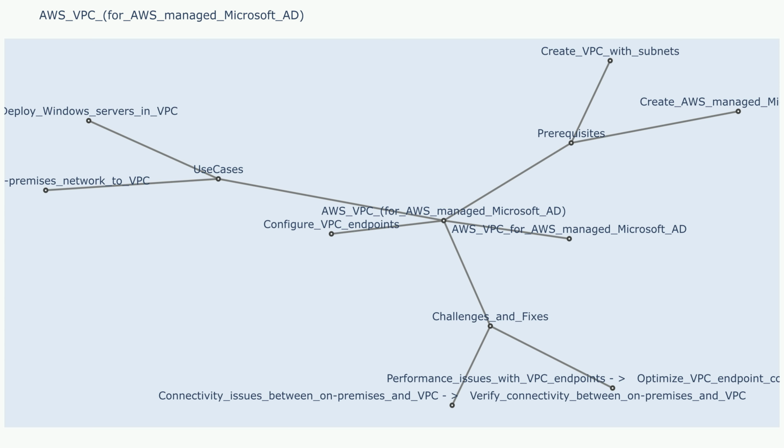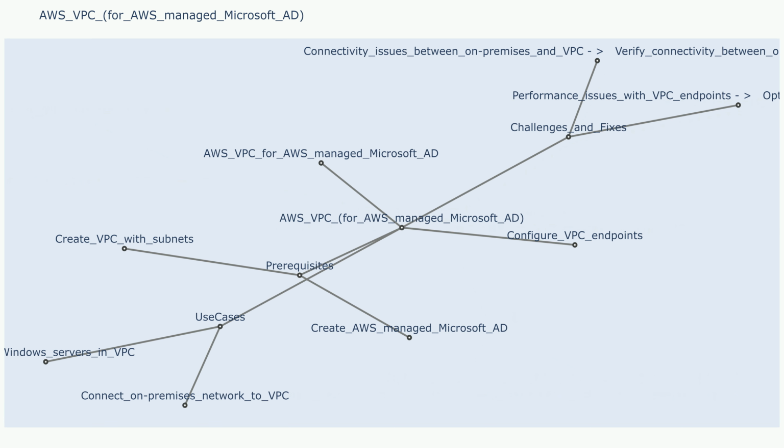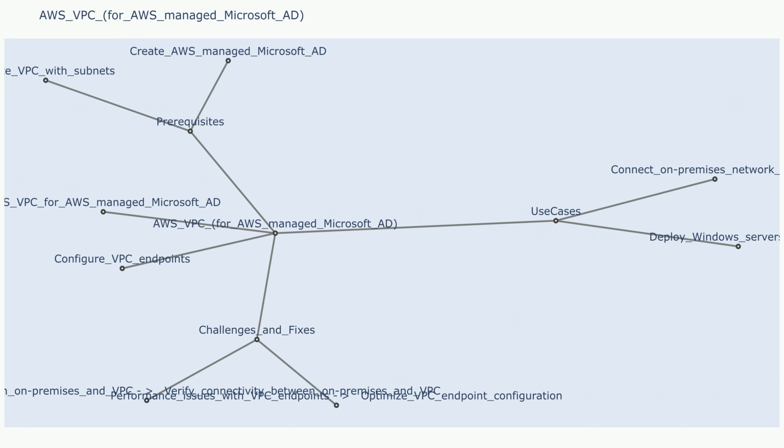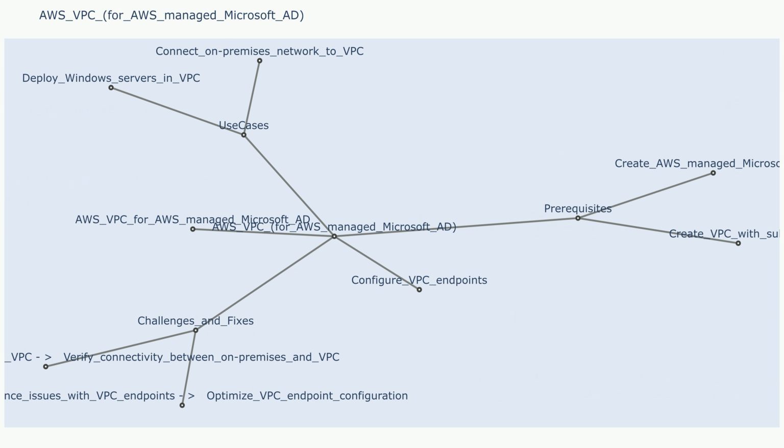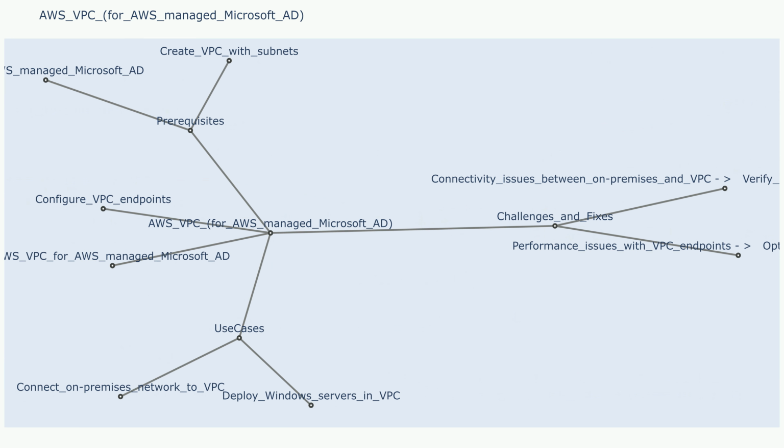AWS for AWS Managed Microsoft AD. Description: a virtual private cloud (VPC) is a logically isolated section of the AWS cloud that you can use to launch AWS resources. You can configure a VPC with one or more subnets, which are ranges of IP addresses within the VPC. You can also configure a VPC with one or more security groups, which control the network traffic that can enter or leave instances launched in the VPC.